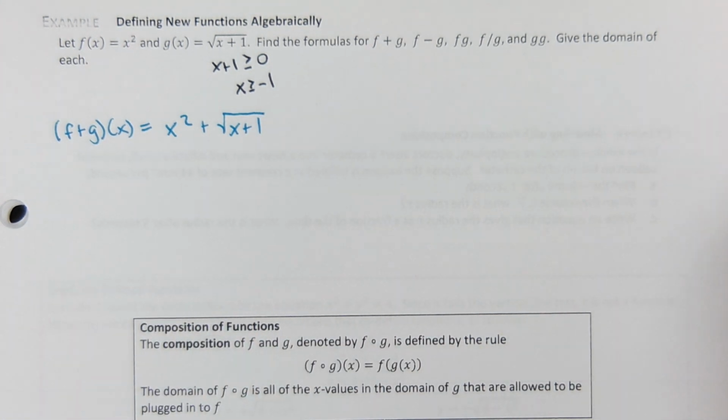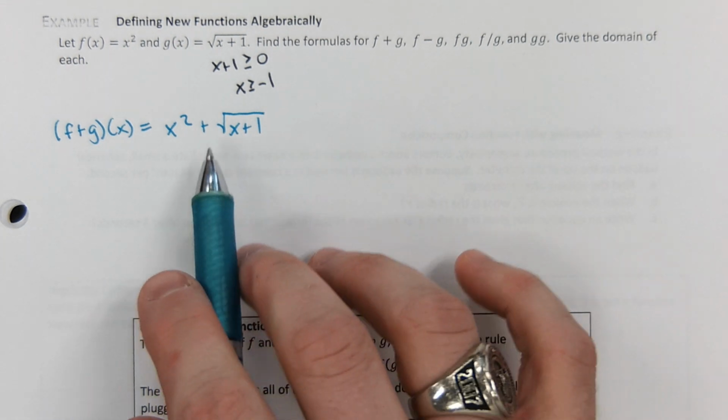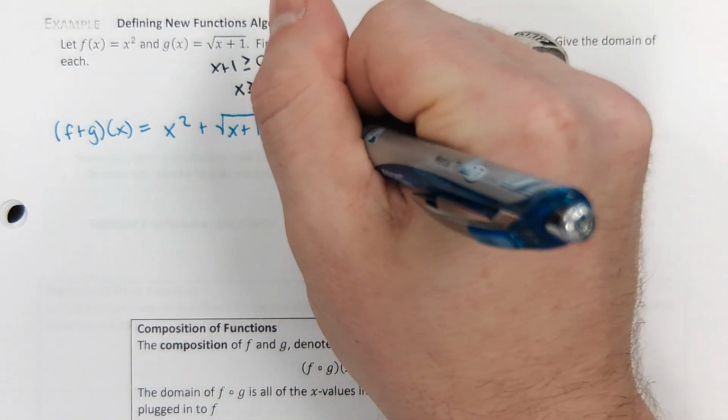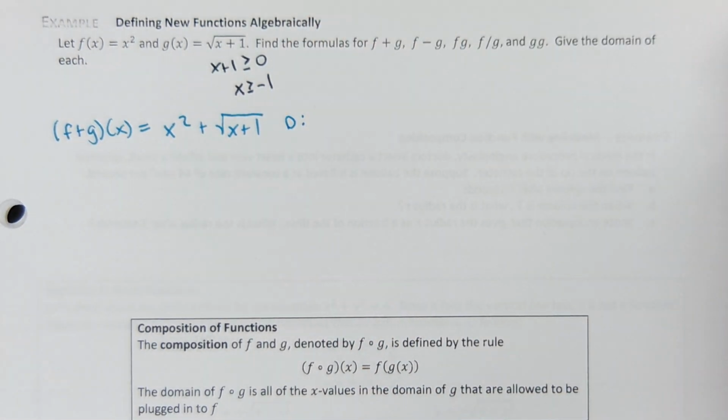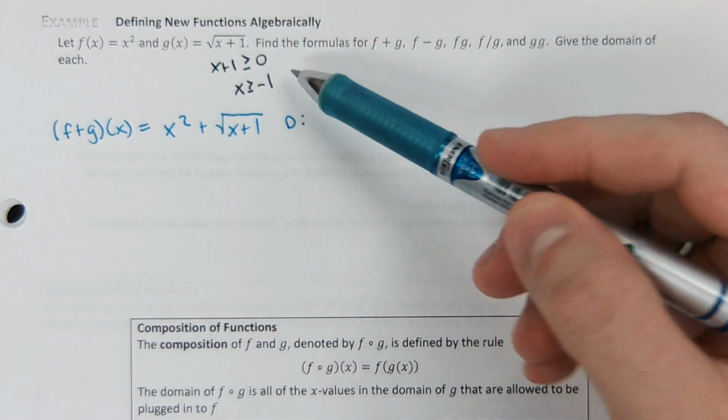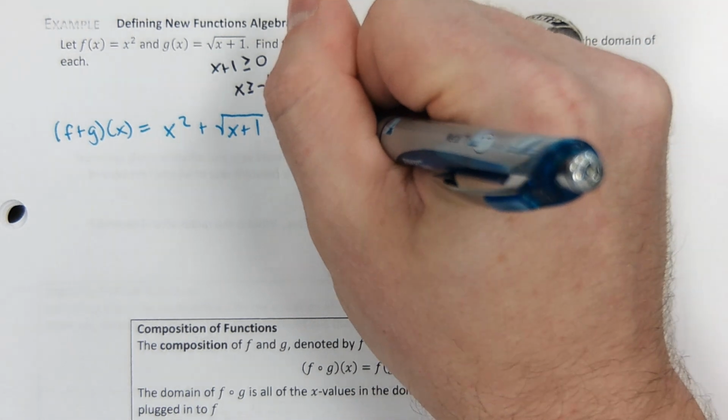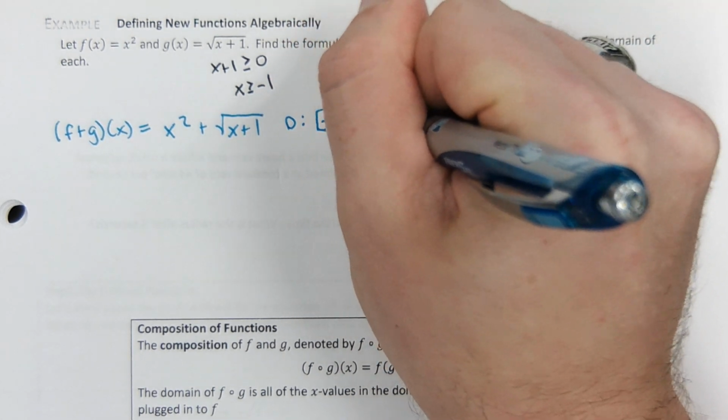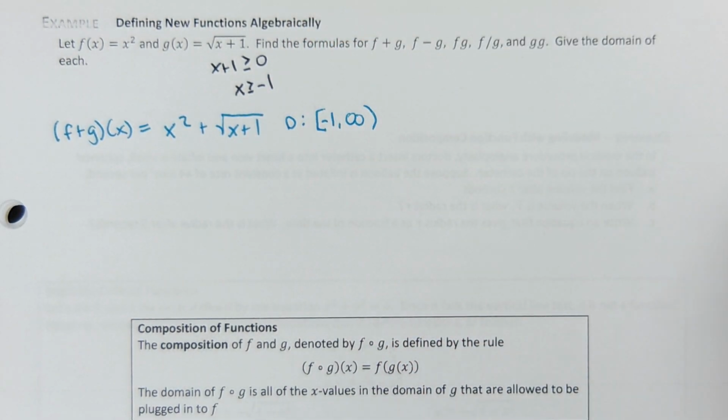In order to find its domain, we look for structures that have restrictions. Oh, look, it's that same square root bar. Its restrictions have not changed. So the domain of this new function is that. But I'm going to write it in interval notation. There we go. That is the domain of f plus g of x. It's pretty easy, right?